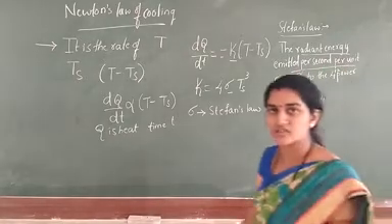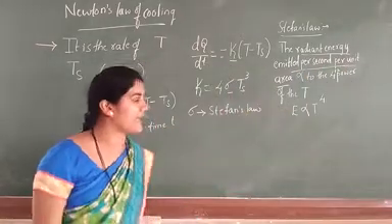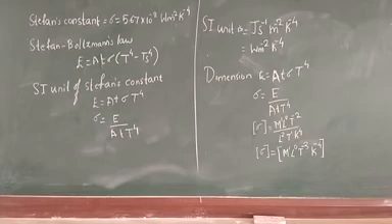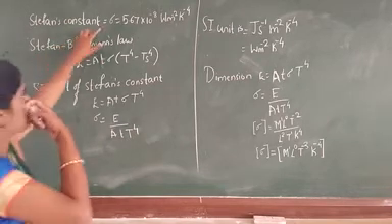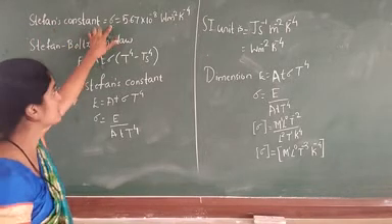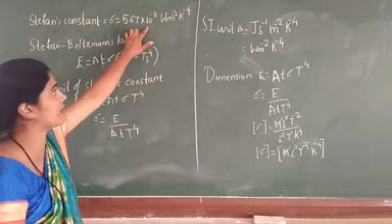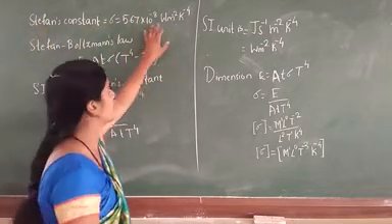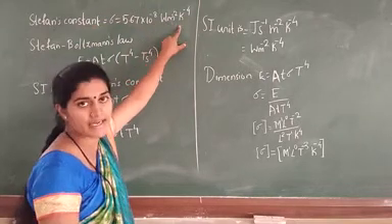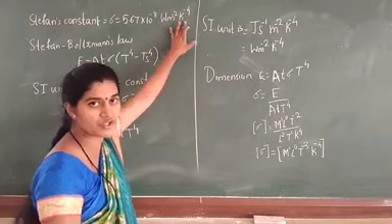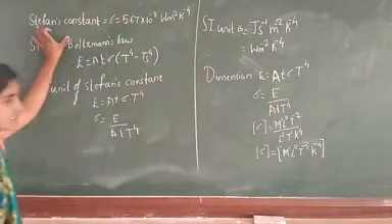In this Stefan's law we have to study the SI unit and the dimensional formula. Next we are studying Stefan's constant value. Stefan's constant is denoted as sigma. Sigma is equal to 5.67 into 10 raised to minus 8. The unit is watt per meter square Kelvin raised to minus 4. This is the value of Stefan's constant.